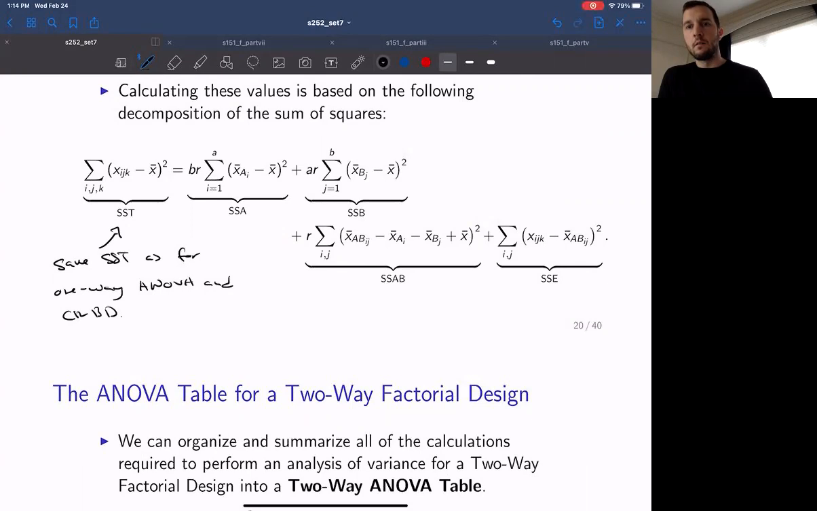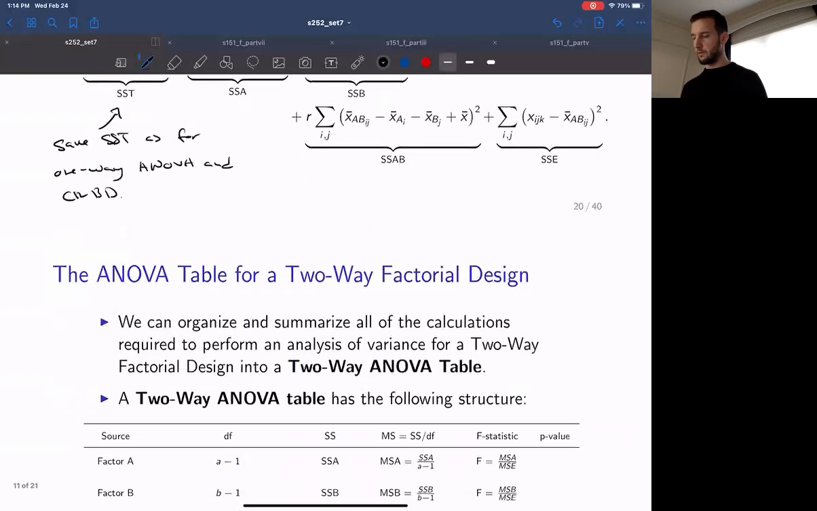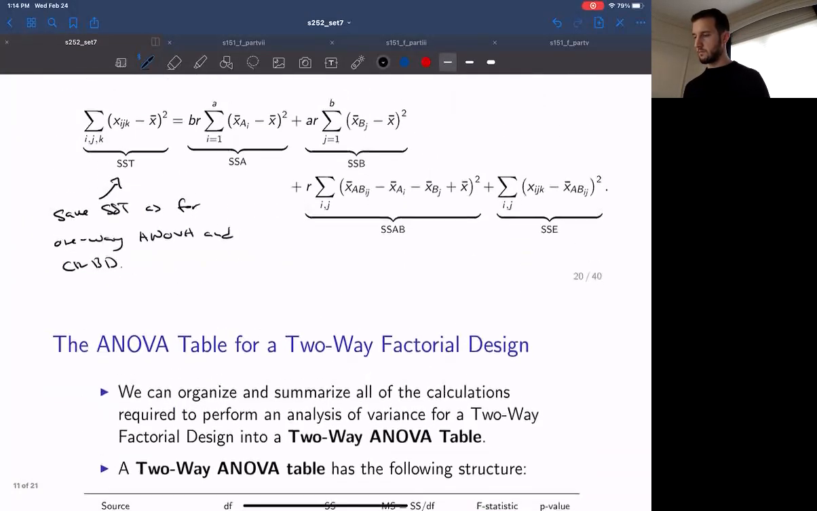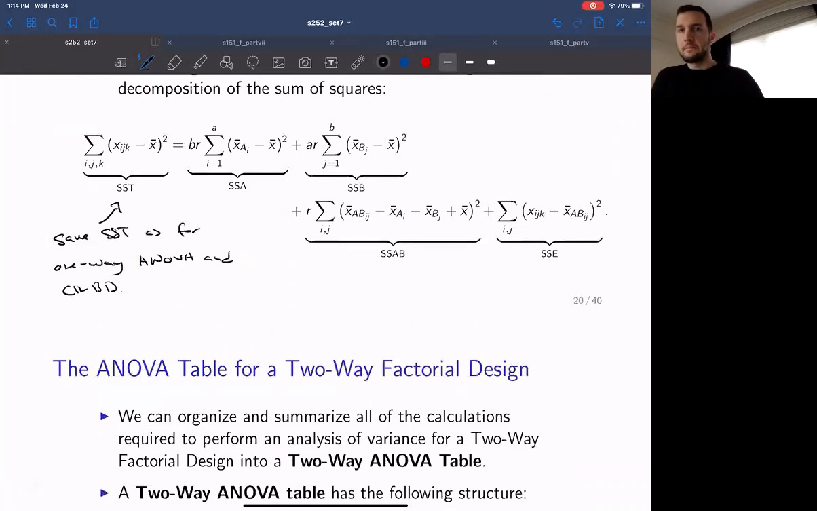Not really. Okay, so which part is confusing you? Wait, so little a is the number of levels for factor A? Yep. Okay, and then little b is, okay. So it's like the club is, and then the brands are the. Okay, I understand that now. Okay, yeah, so the brand would be factor A and the club would be factor B, yep. Okay, thank you.